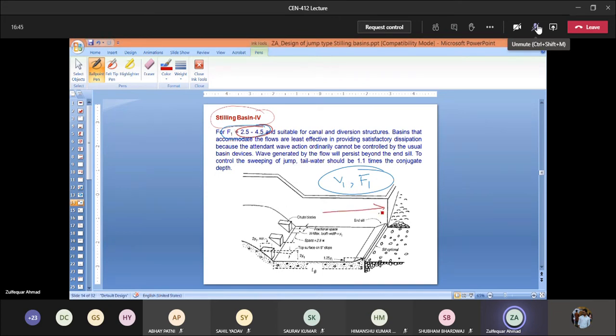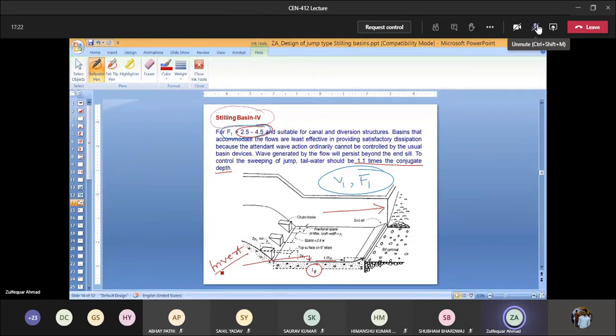Then what is being done is the floor of the jump is lowered down by a factor of 1.1 times the conjugate depth. I will tell you later. As far as the design is concerned, two things are important. One is the length of the basin, and the second one is the invert level of the basin. This one is the invert level. So what is the length of the basin and what is the invert level?